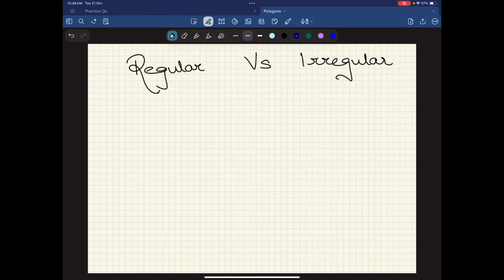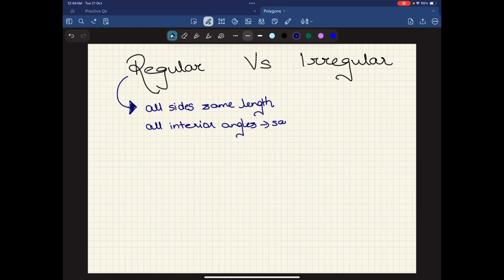So as already discussed in the video about basic polygons, the thumbnail of which was shared in the start, for a regular polygon, all sides have the same length, all interior angles are equal, all exterior angles are equal, or they're the same. Okay.